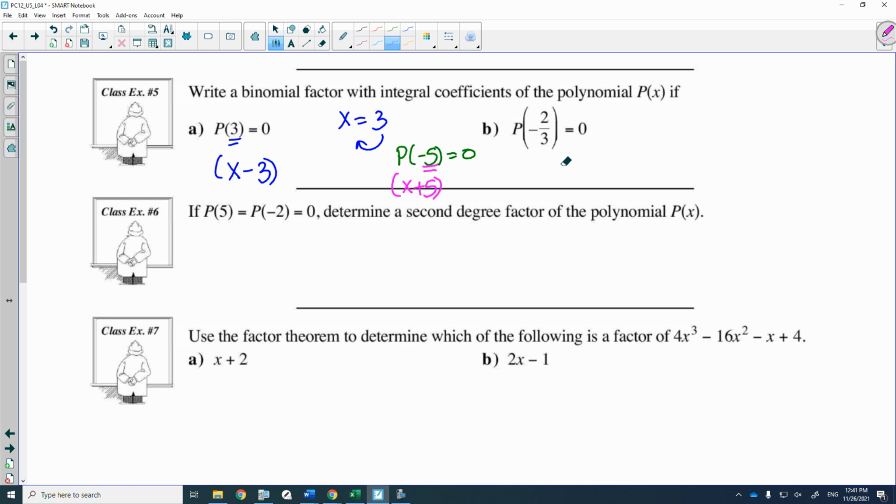How you would deal with fractions is the following. We know that this is x. What we could do is add 2 over 3 to both sides, but I don't want to do that because it says the binomial factor with integral coefficients, so I can't have fractions. So in this case, you're going to get rid of that denominator of 3 by dividing both sides by 3. That would give you 3x is equal to negative 2. Then bring your negative 2 over to the left, and you're going to have the divisor, which is 3x plus 2.